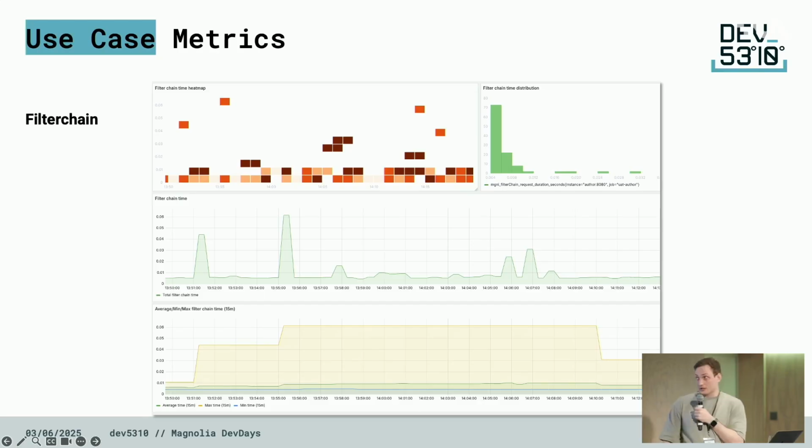That's part of a dashboard from the Magnolia instrumentation module, giving you insights about the Magnolia filter execution time. You can see a heat map on the timing here, the time distribution here, and down here you see a graph about the min, max, and average execution time.